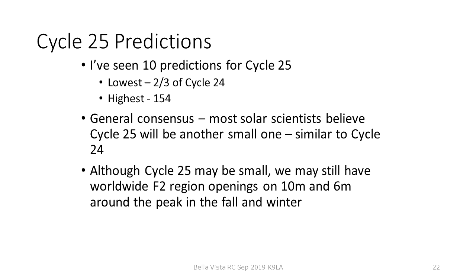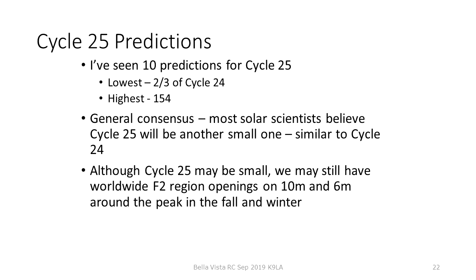Now, cycle 25 predictions. Well, I've seen about 10 predictions in the scientific literature for cycle 25. The lowest is for a cycle 25 about 2/3 the size of cycle 24, which is not very big. It'll be the lowest in our lifetimes, that's for sure. The highest was 154, which, that'd be nice, but the general consensus among solar scientists is that cycle 25 is going to be another small one, similar to 24, maybe a little bit bigger, maybe a little bit smaller.